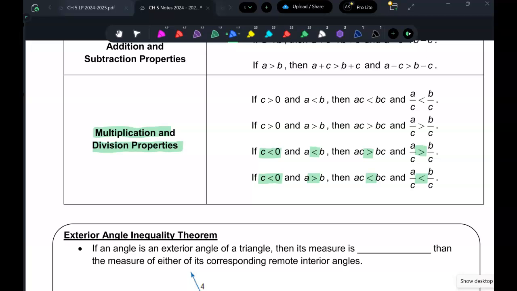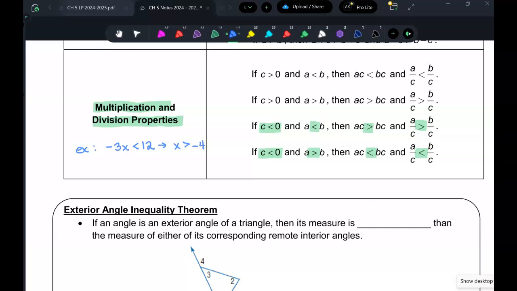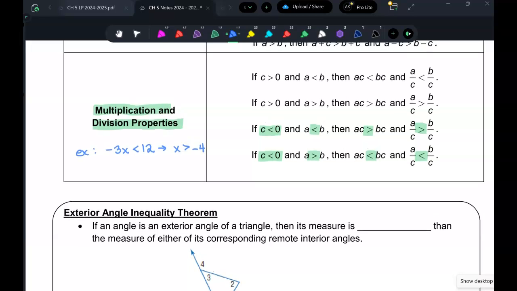So for example, if I have negative 3x is less than 12, then when I solve, I get x is greater than negative 4. Is the sign on the second one supposed to be flipped on the C?